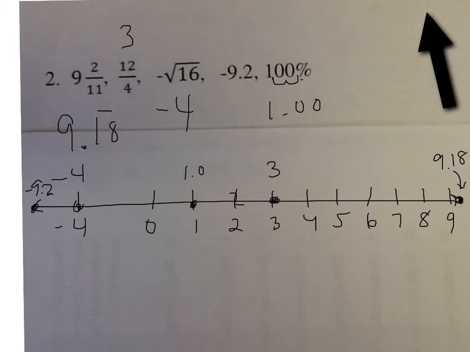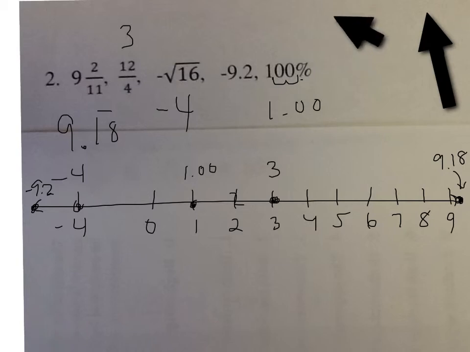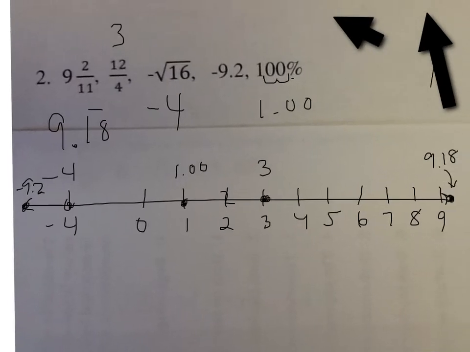That was 1.00. And so now I'm going to order my numbers. So the very first one that I see is negative 9.2. So I'll go ahead and write that first. And that was the original.